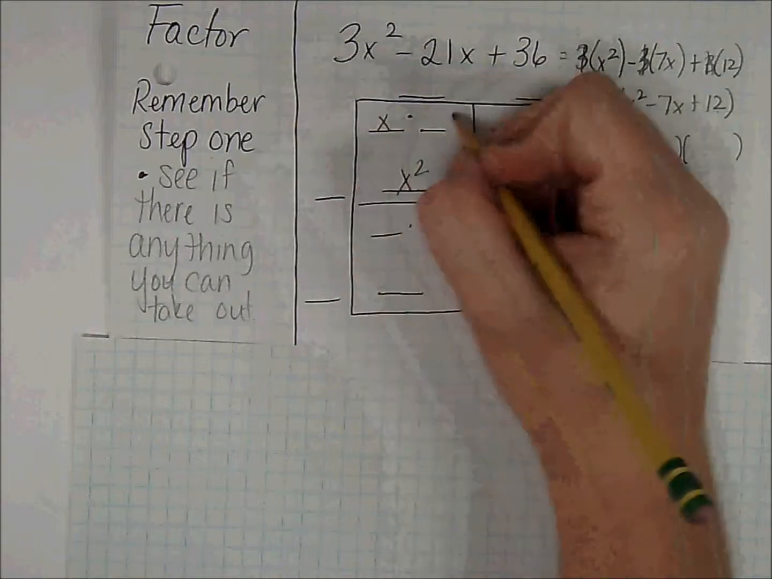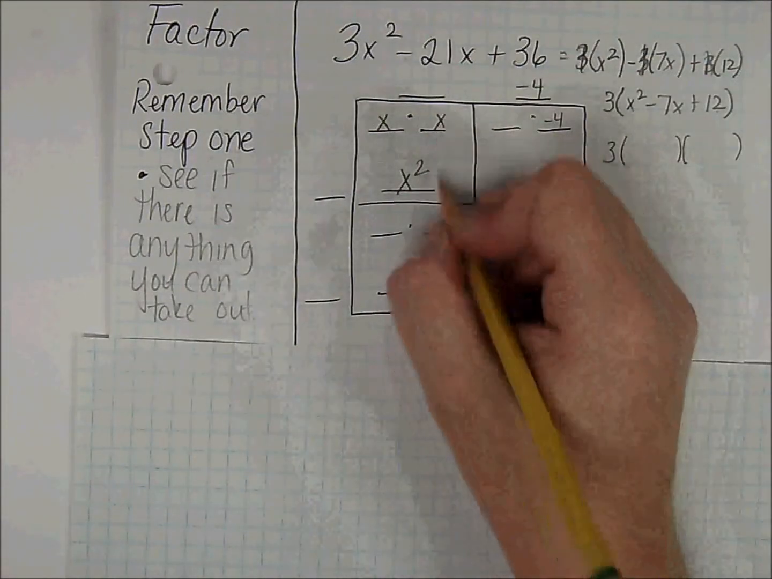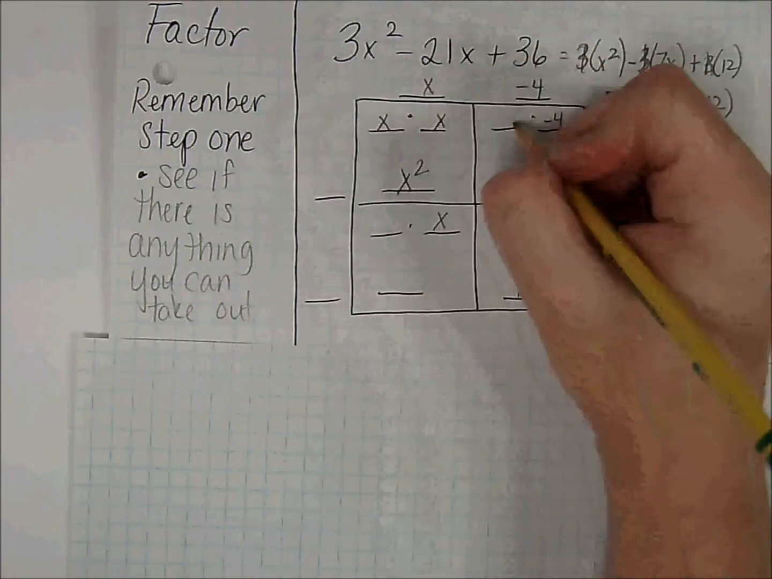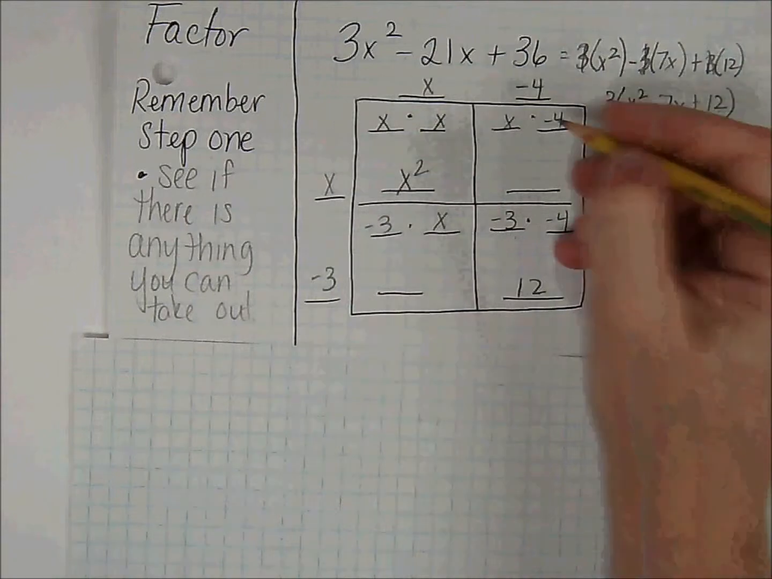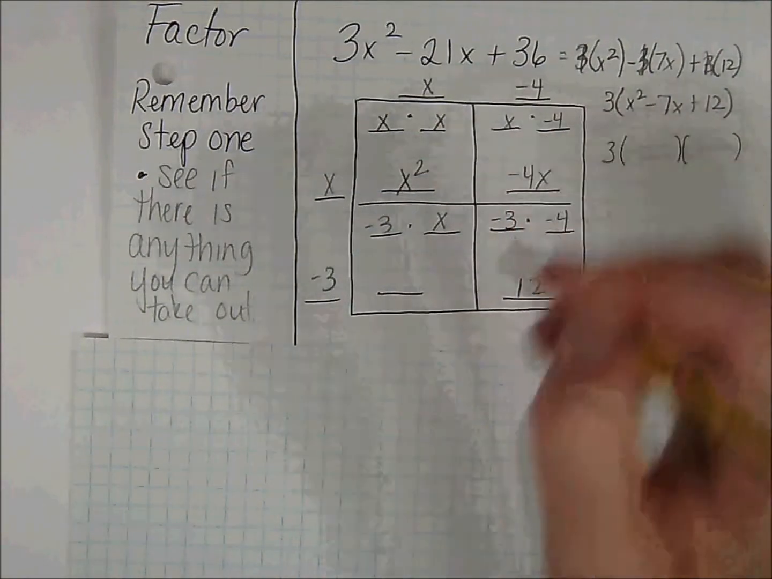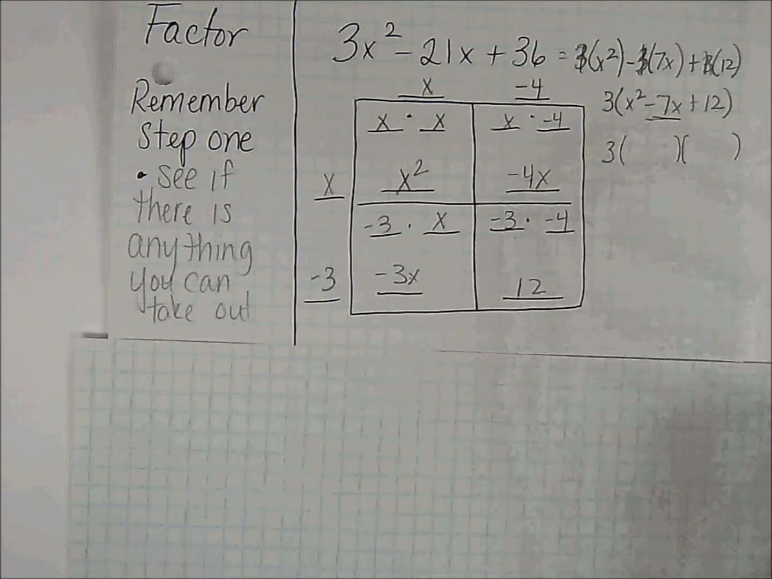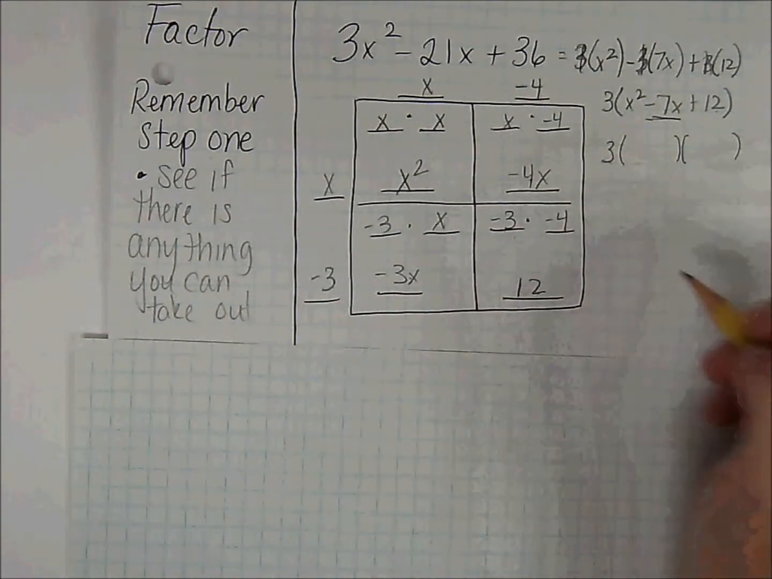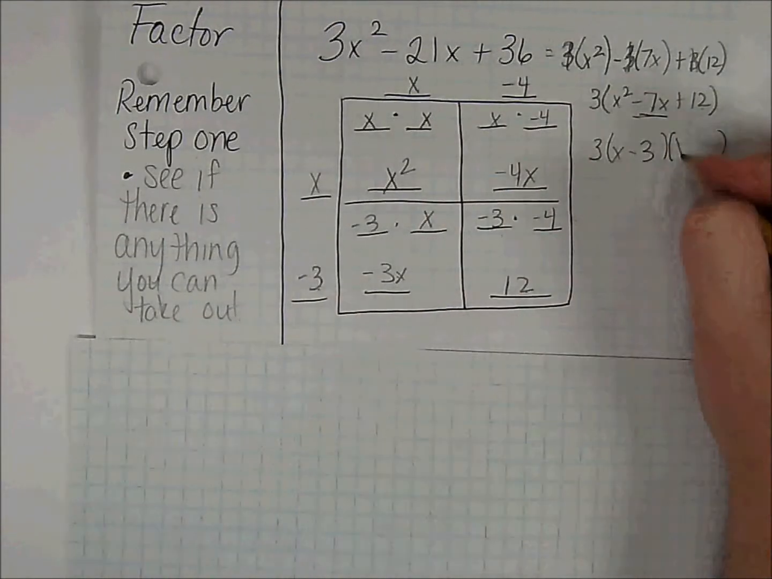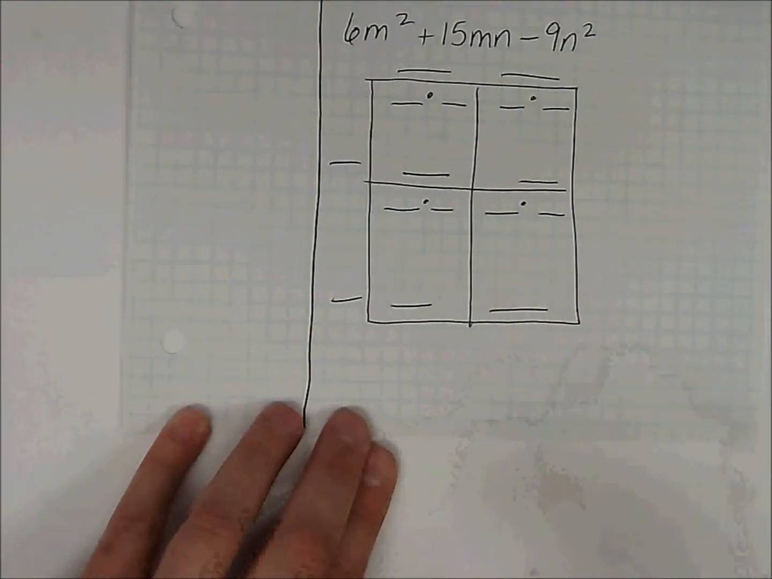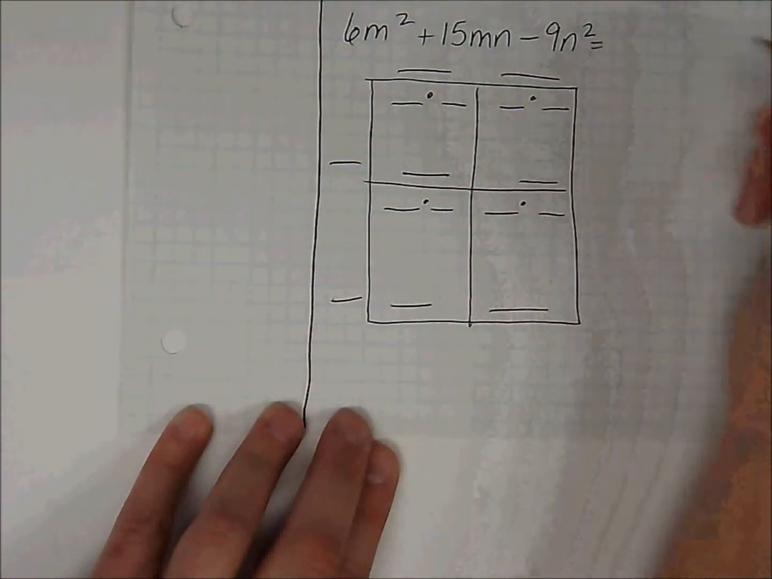So x and x, coming up here, negative 4, columns x, this row's x, and this row's negative 3. So in this we get negative 4x, we get a negative 3x here. When we add these two together, we get negative 7. So it's going to be 3 times x minus 3 and x minus 4. Again, looking to see if there's anything we can take out. And in this problem we can take a 3 out again.